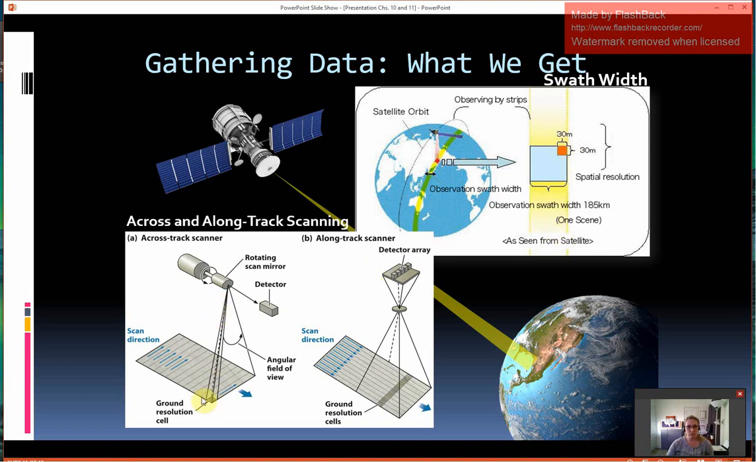And it's important to note that there are two kinds of sweeps they can do. Satellites can scan back and forth like this, so sort of on the short end, or they can just scan front and back this direction.